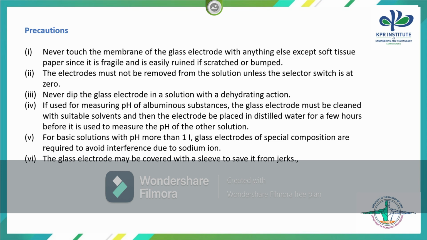If used for measuring pH of albuminous substances, the glass electrode must be cleaned with suitable solvents and then the electrode be placed in distilled water for a few hours before it is used to measure the pH of the other solution. For basic solutions with pH more than 1, glass electrodes of special compositions are required to avoid interference due to sodium ion. The glass electrode may be covered with a sleeve to save it from jerks.